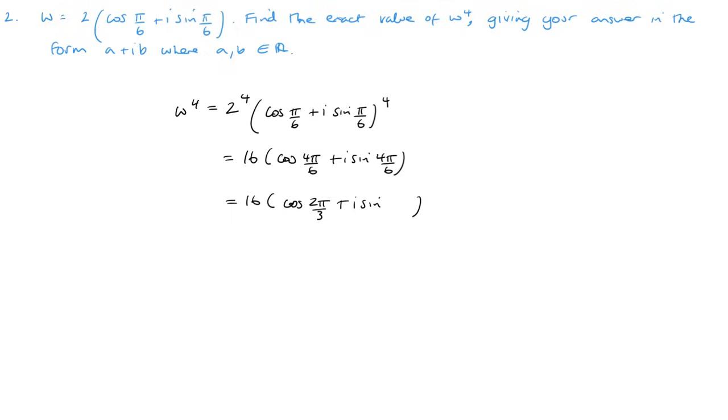Sorry, I wrote the 3 and the 2 the wrong way round. So I'm left with cos of 2 pi by 3 plus i sine of 2 pi by 3 in the brackets. So that is 16 times minus a half plus i root 3 over 2. And then times by 16, we've got minus 8 plus 8i root 3. And that is question 2 complete. Next, number 3.